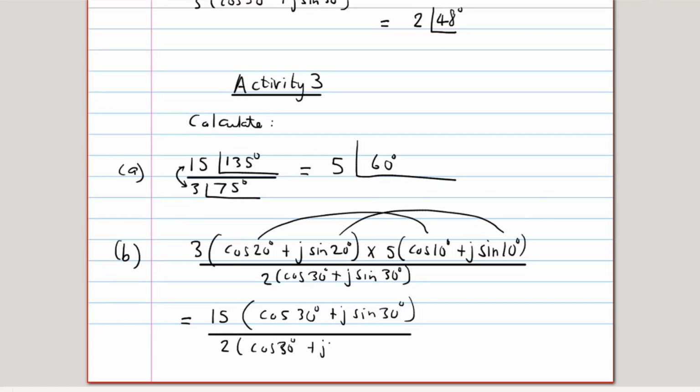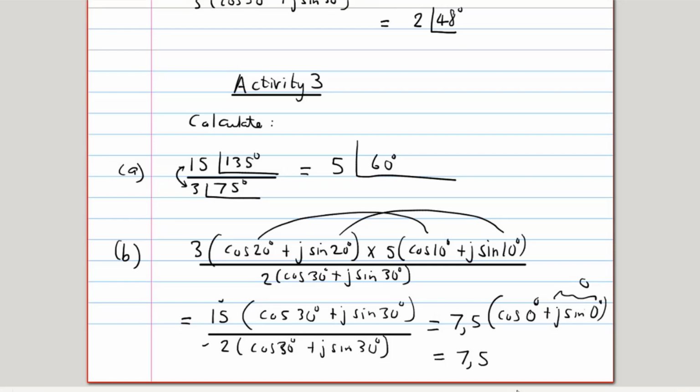2 cos 30 degrees plus j sine 30 degrees. And then 15 divided by 2 gives me 7.5. Now I must subtract the bottom angle from the top angle, which is 0, right? So I've got cos of 0 degrees, which is 1, plus j sine 0, which is 0. So this part gives me 0, and this part gives me 1. So my final answer is just 7.5, okay? Because the cosine of 0 is equal to 1. And look how simple that worked out, okay?